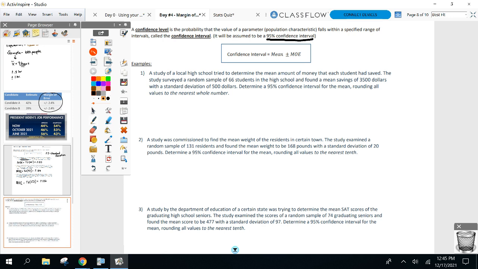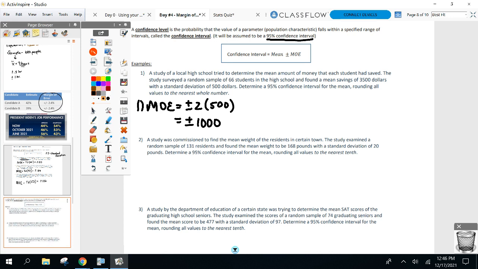Determine the amount of money each student saves. They find that for the 66 students they sampled, the average saved was $3,500, with a standard deviation of 500. What's my confidence interval now? Meaning, give me an interval of numbers where the population mean could possibly be. First, I've got to find the margin of error: 2 times 500, so my margin of error is plus or minus 1,000 either way.